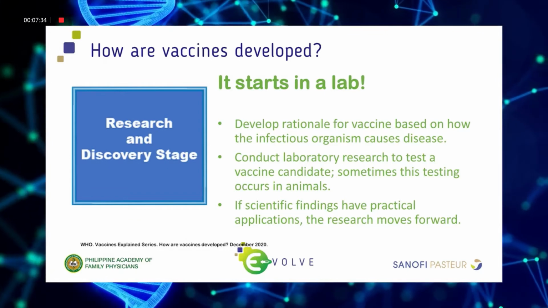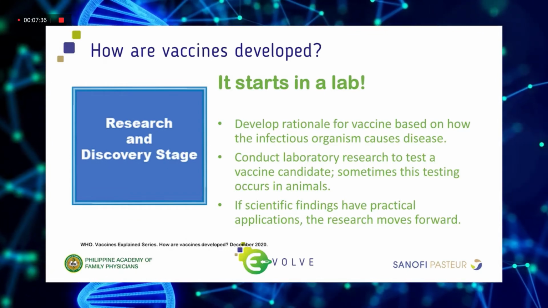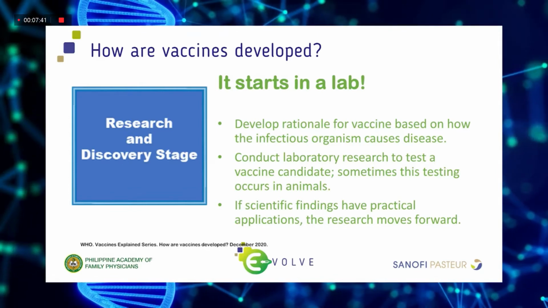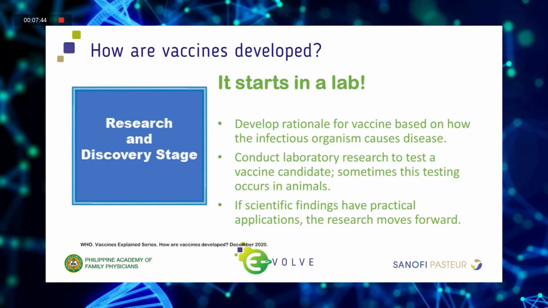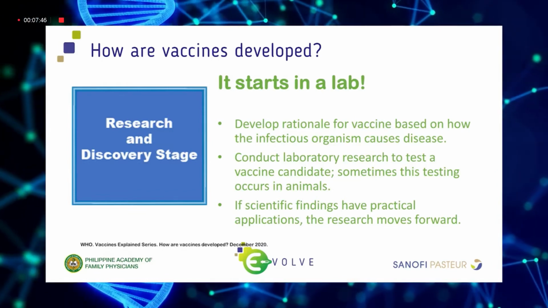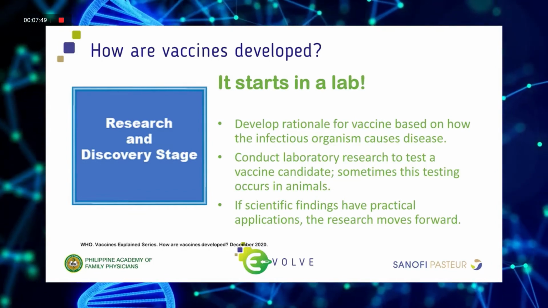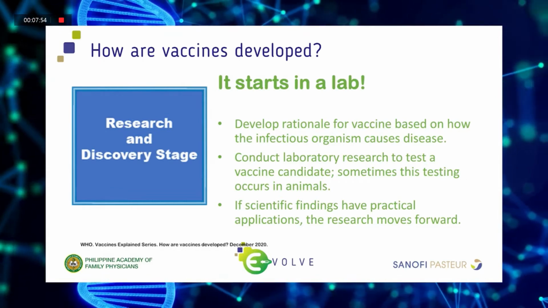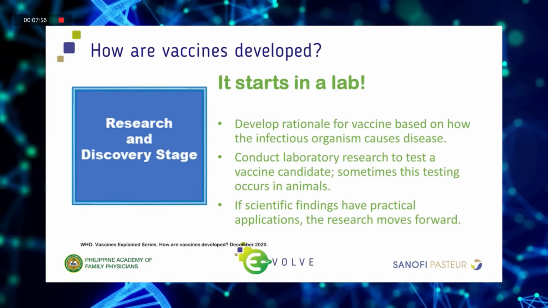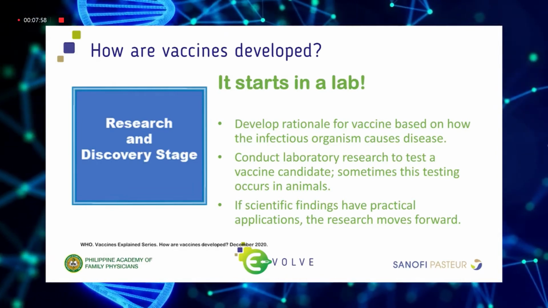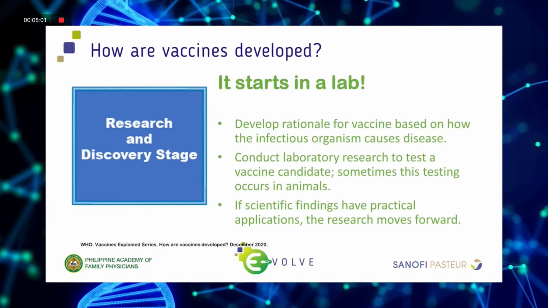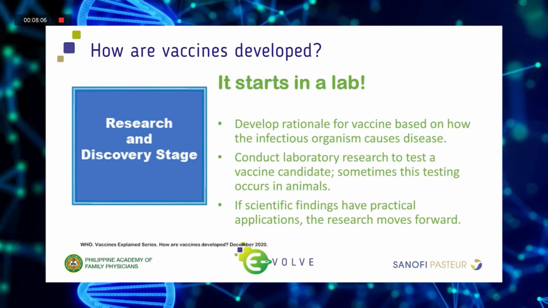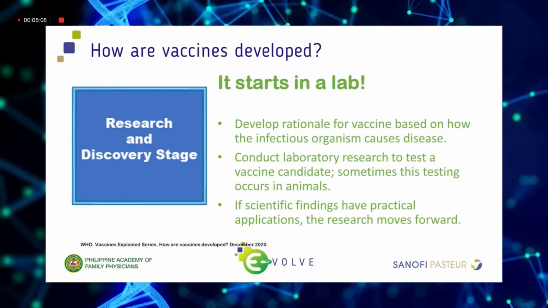Scientists develop a rationale for a vaccine based on how the infectious organism causes disease. The scientists then conduct laboratory research to test their idea for a vaccine candidate. Sometimes, this testing occurs in animals. This is considered the research and discovery stage. Once a scientific finding is thought to have practical applications, in that it may be feasible to develop a vaccine candidate based on that finding, the research moves forward.